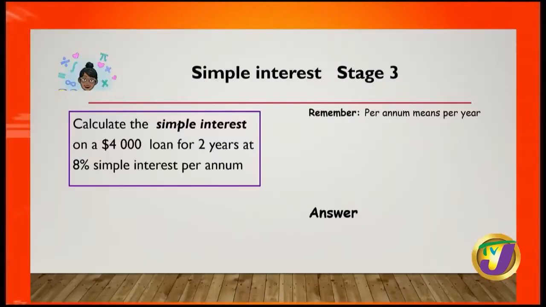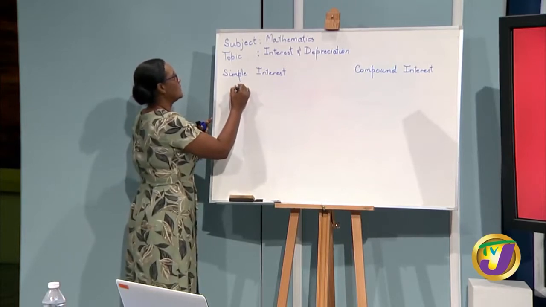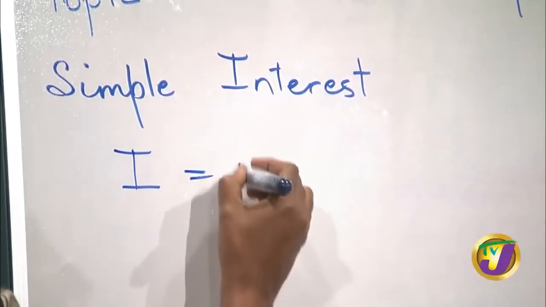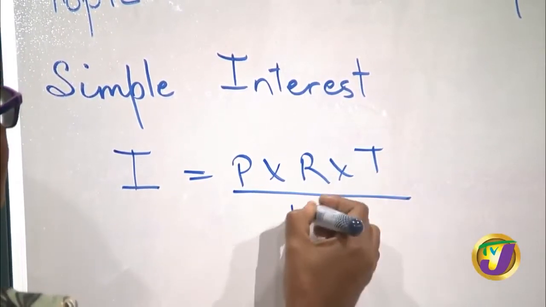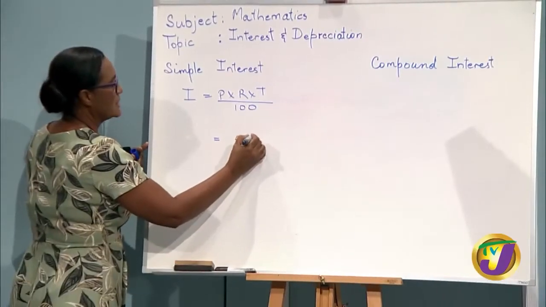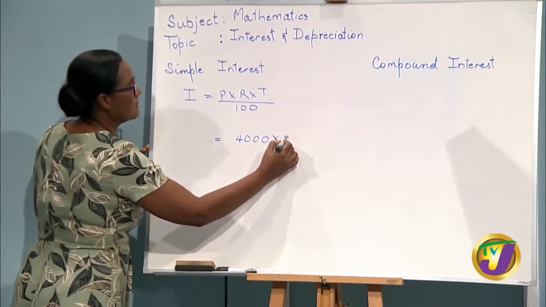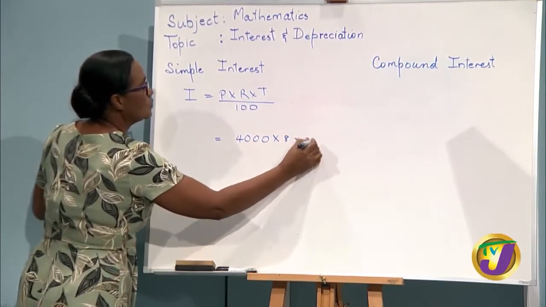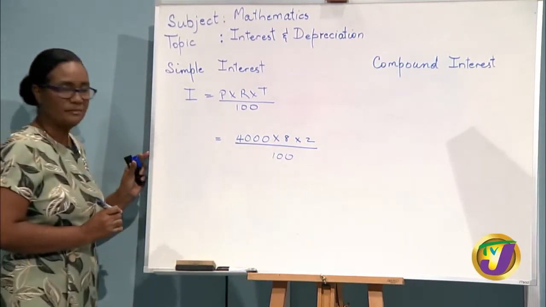Remember that per annum means per year. So it is $4,000, and the formula is the interest. Simple interest is equal to principal times rate times time divided by 100. So the principal in this case is $4,000 times the rate, they said, is 8%, and the time is 2 years, all over 100. We'll do the calculations together. Cancel by 100.